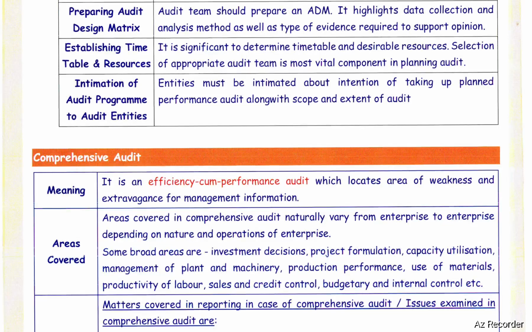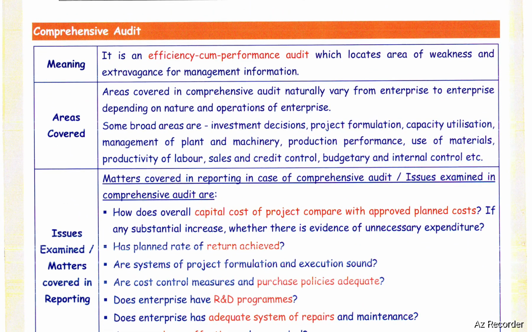Next, comprehensive audit. It is an efficiency cum performance audit which locates areas of weaknesses and extravagance for management information. Areas covered in a comprehensive audit naturally vary from enterprise to enterprise depending on the nature and operations of the enterprise. Some broad areas are investment decisions, project formulation, capacity utilization, management of plant and machinery, production performance, use of materials, productivity of labor, sales and credit control, budgetary control and internal control, etc.